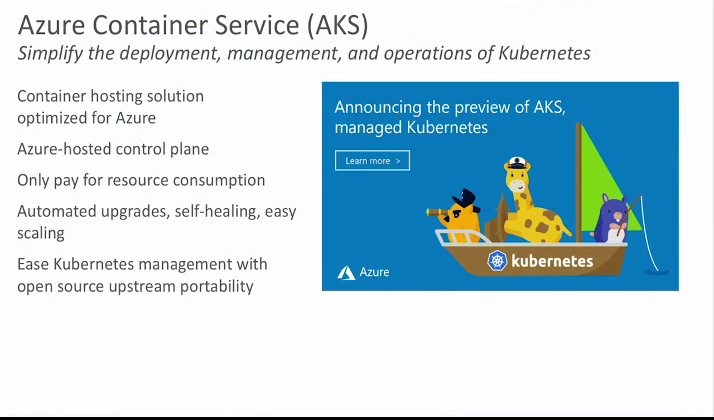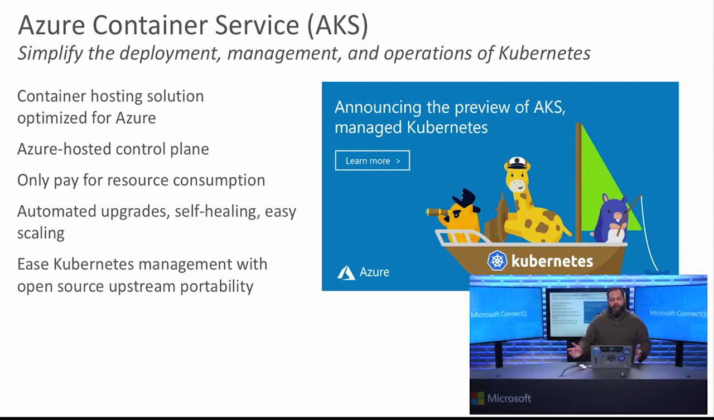So on October 24th, we announced the preview of our Azure Container Service, Azure AKS, for managed Kubernetes. It's really about simplifying the deployment, management, and operations of Kubernetes in the Azure cloud. Specifically, the main solution here is container hosting with a solution optimized for the Azure cloud. It's an Azure-hosted control plane. So the control plane of Kubernetes, the manager and the etcd, is all managed with Azure as a service. You only pay for the resource consumption, which is one of the things that we announced.